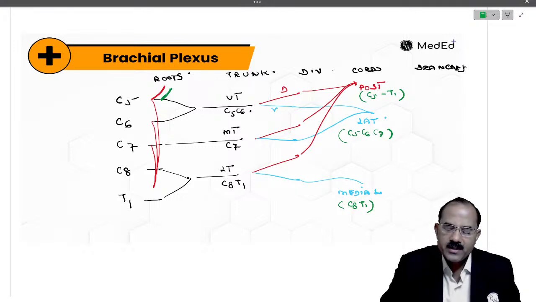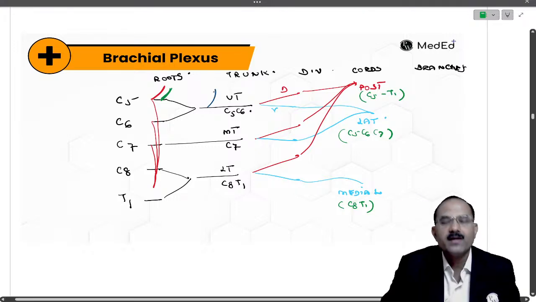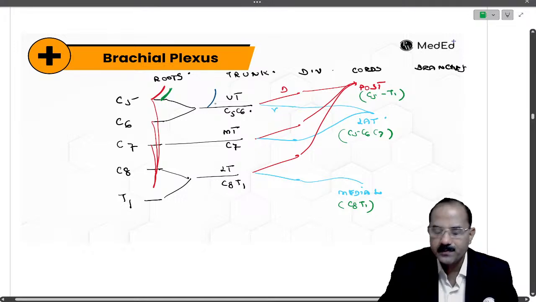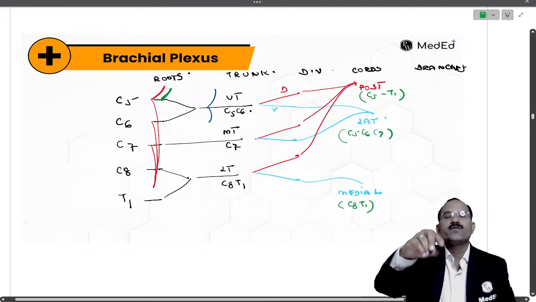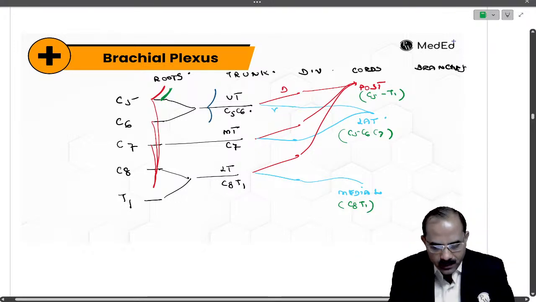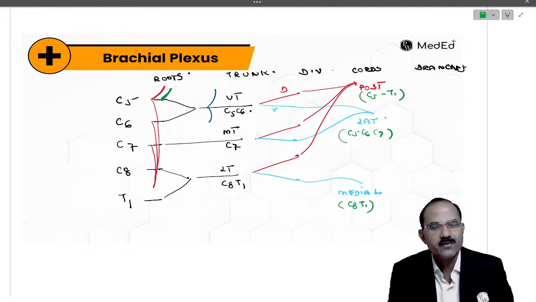Now, there are two branches which arise from the upper trunk. One is the suprascapular nerve. The second one is the nerve to subclavius. Suprascapular nerve and the nerve to subclavius.